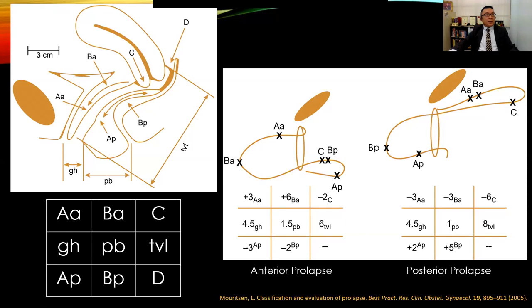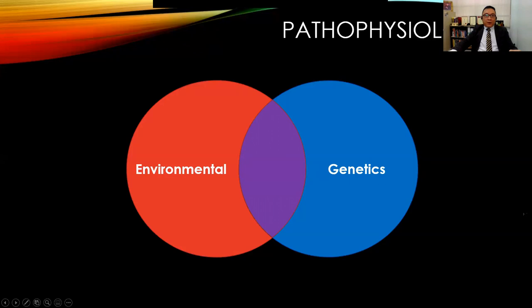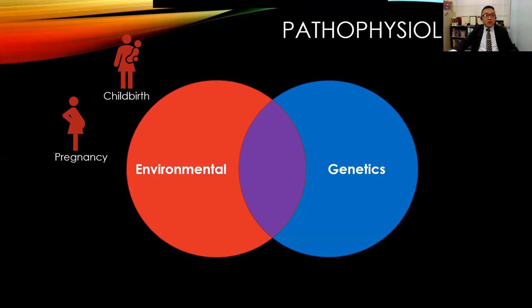Now, the pathophysiology of pelvic organ prolapse is a very interesting one. It's usually multifactorial. We know that childbirth is a risk because of the overstretching of the pelvic floor, causing trauma to the levator ani muscles or to the nerves supplying the levator ani muscles during childbirth. In pregnancy, due to hormonal changes, there will be collagen changes which cause the ligaments to be more stretchable and distensible, hence the risk of pelvic floor disorder.